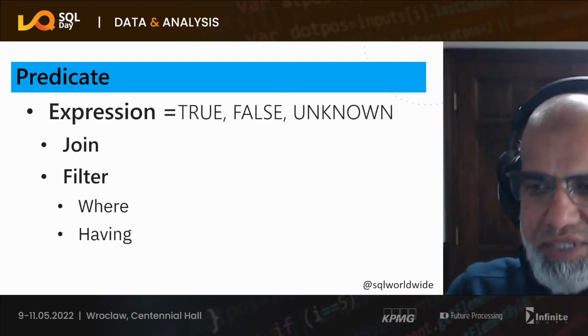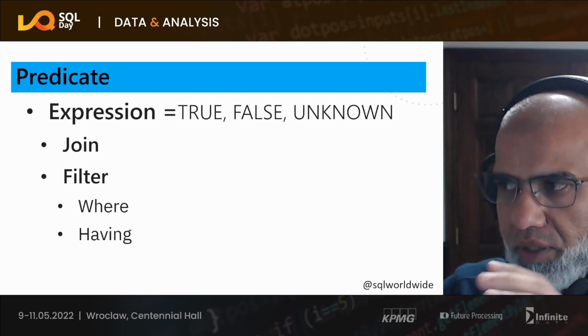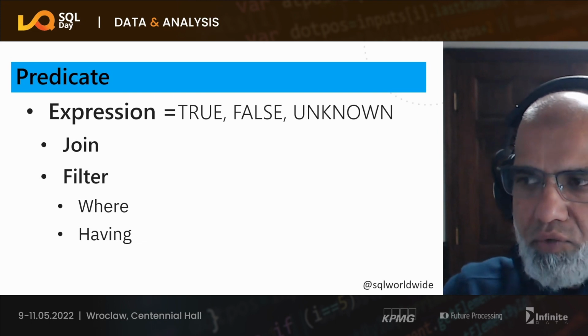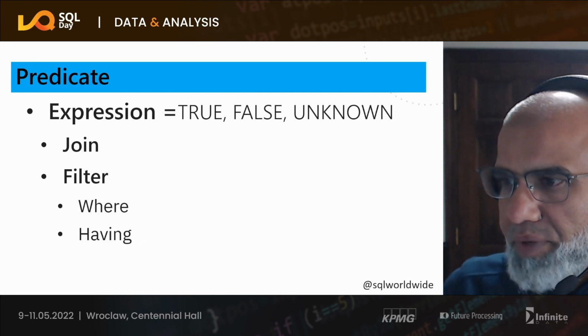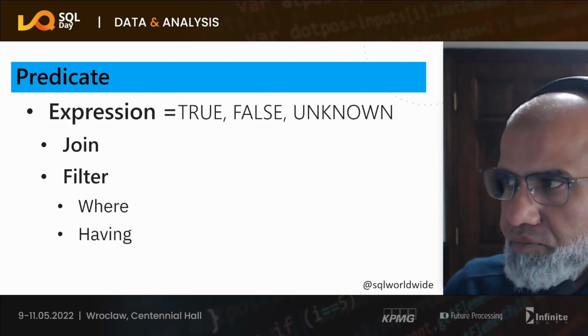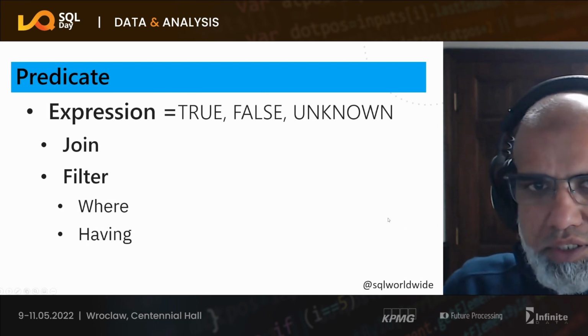So if we have a data set that has a bunch of rows, the predicates will filter out and give us exactly what we are looking for. And there are primarily two types of predicate. One is a join predicate and one is a filter predicate. So instead of me talking about this, I can show you an example.